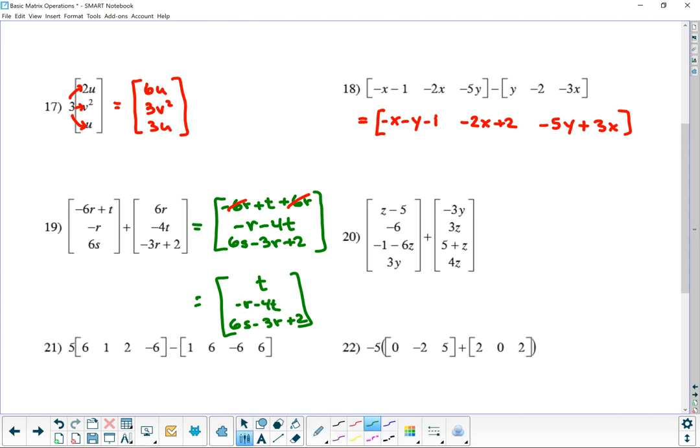Okay, 20. Let's see. So you have z minus 5 and plus a negative 3y, so you're just going to put minus 3y. That's the best you can do for that one. Okay. 6 plus 3z, that's negative 6. You're going to add 3z. Not much you can do there.